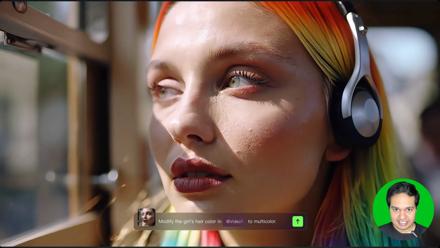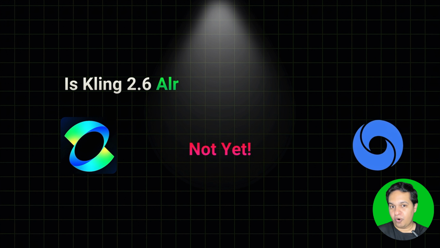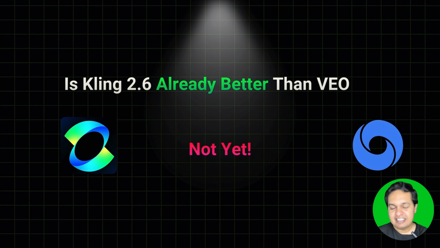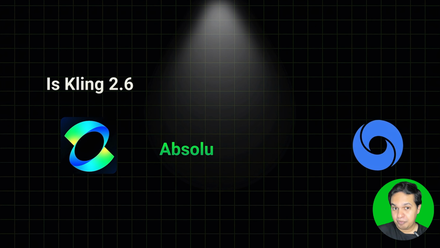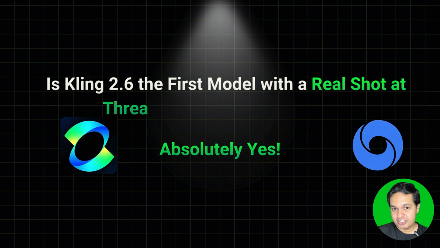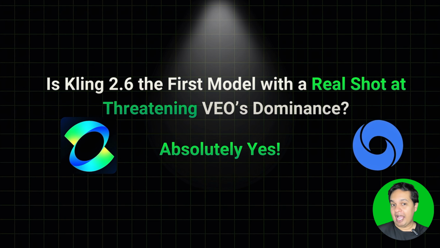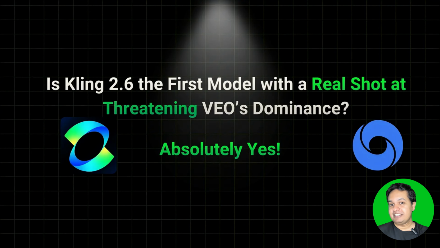So as a final verdict, is Kling 2.6 already better than Veo 3.1? Not yet. But is Kling 2.6 the first model with a real shot at threatening Veo's dominance? Absolutely yes. Kling 2.6 is right there. It's already surpassed Sora 2 and Wan 2.5 as a challenger. And depending on what they add next to the model, Kling could genuinely take the lead.